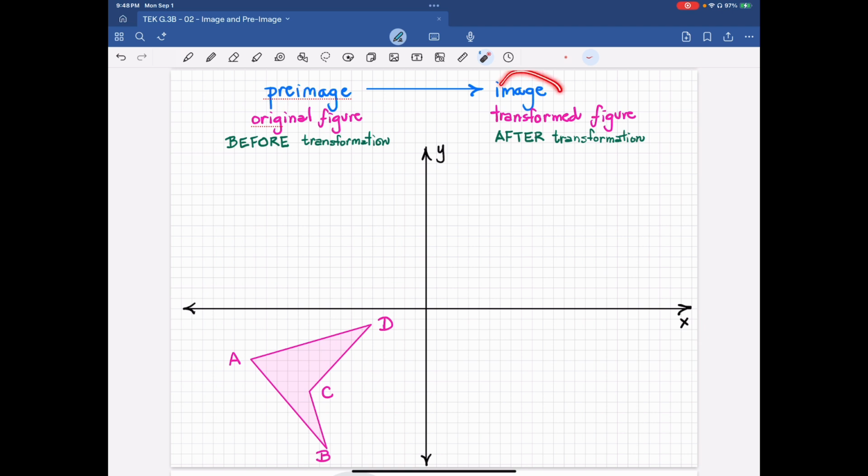The image is our transformed figure. It's the one that moved. It's the one that flipped or slid or rotated or became bigger or smaller. The image is what we end up with after the transformation has happened.